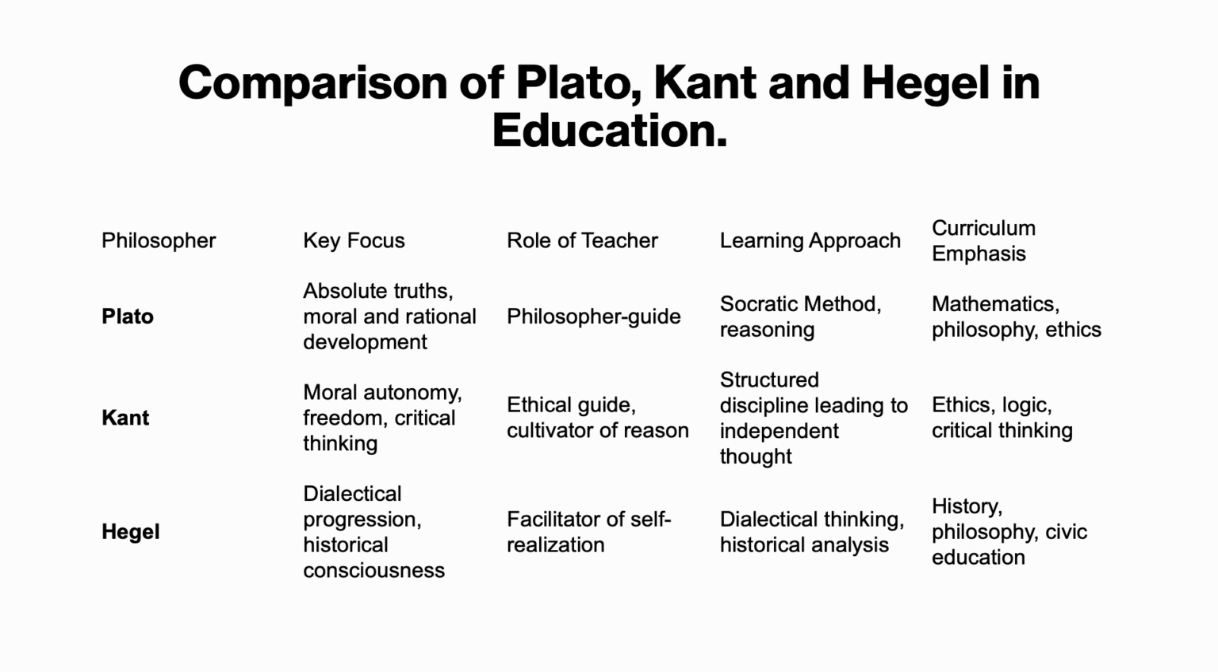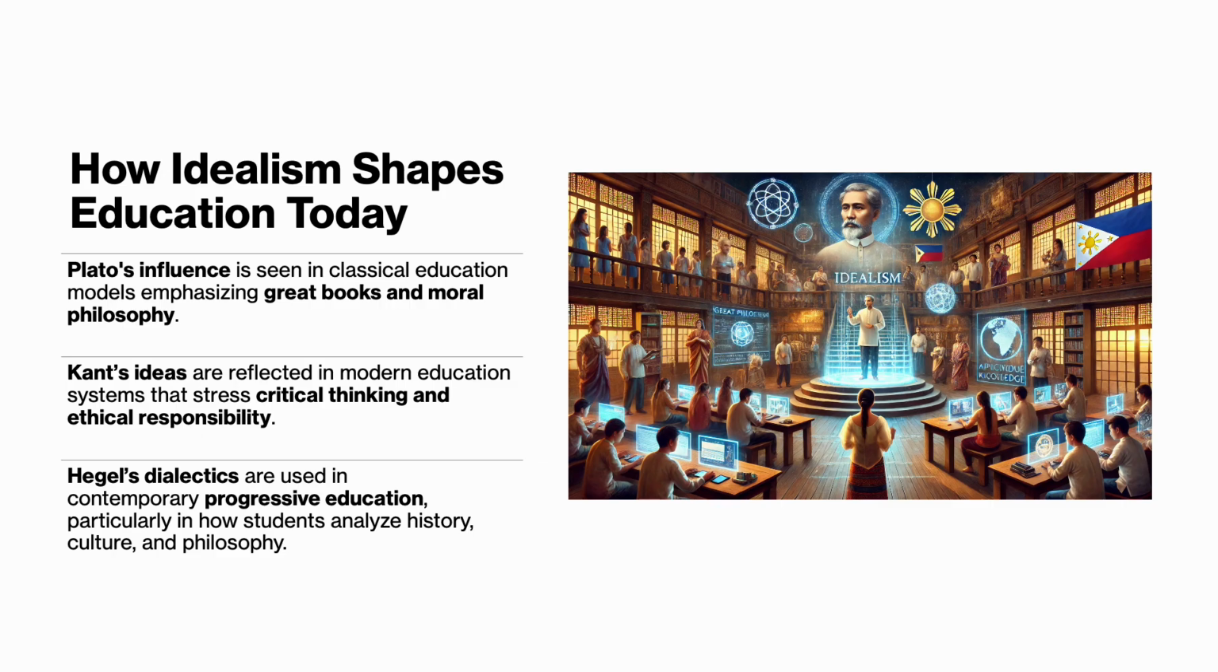Okay, so para kay Plato, Plato gave emphasis on the study of mathematics, philosophy, and ethics. While for Kant, ethics, logic, and critical thinking are given emphasis. While for Hegel, it is history, philosophy, and civic education. So, how does idealism shapes education today?